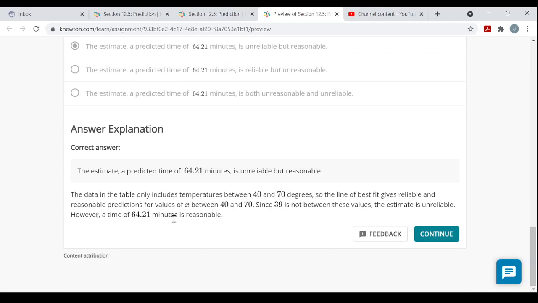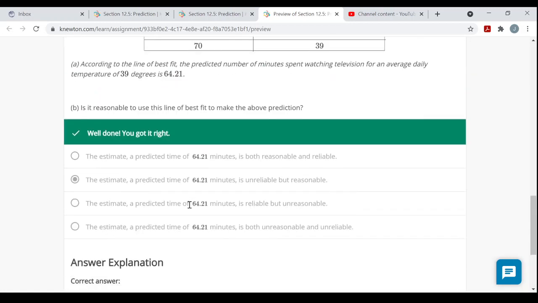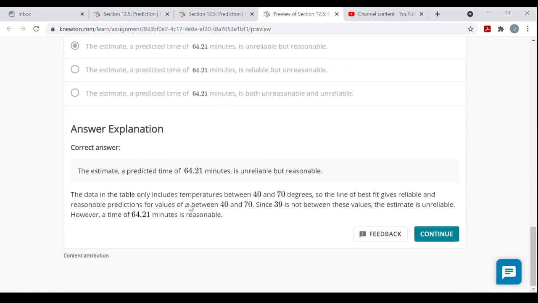Yeah, so they say this time is reasonable. Again, unreliable because we're extrapolating, but reasonable because the output could happen. I believe it reasonably could happen. All right, then I think that's it.